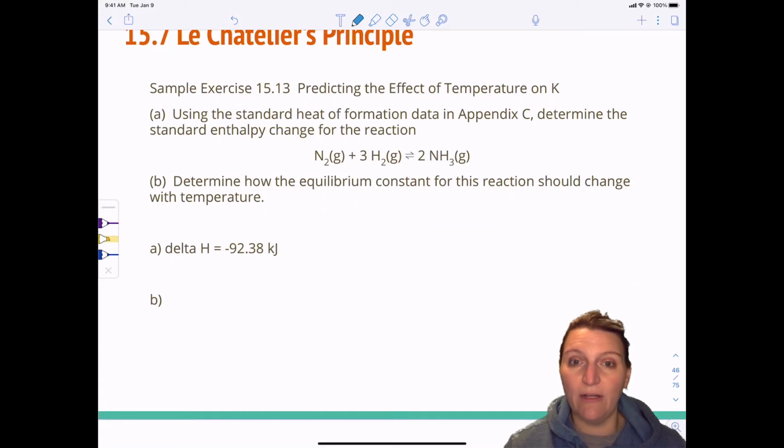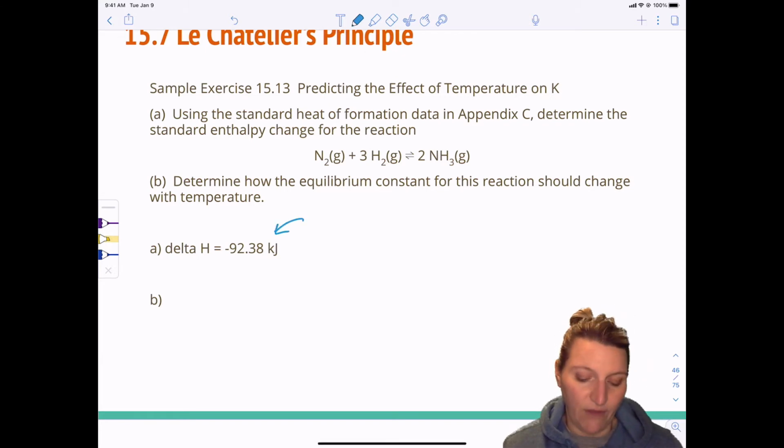So this question is another question about Le Chatelier's principle, but it's looking at the numerical value of K in response to temperature. So it says, using the standard enthalpy of formation from Appendix C, determine the standard enthalpy change for the reaction. So that would be something that we did last chapter. Sometimes I don't teach this before we do thermo, so I just did A for us. So that's what products minus reactants would give us for that.